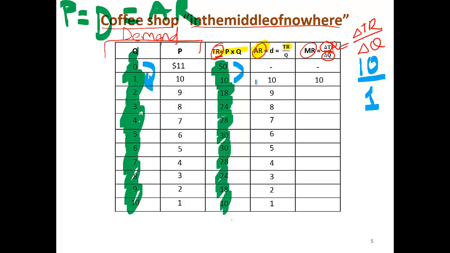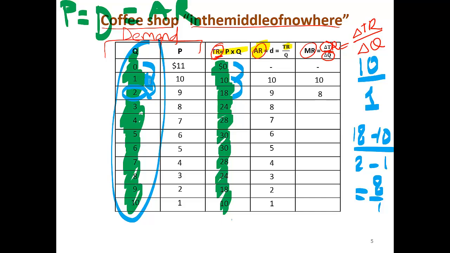Let's find the marginal revenue for the second unit. Change in total revenue 18 minus 10, associated with a change in quantity of 2 minus 1 is 1, so it's 8 divided by 1. You're going to get 8. It's super simple. In every case, quantity is changing by 1 unit. Therefore, you're going to be dividing the change in total revenue by 1, so it's going to be itself. Therefore, let's just find the change in total revenue.